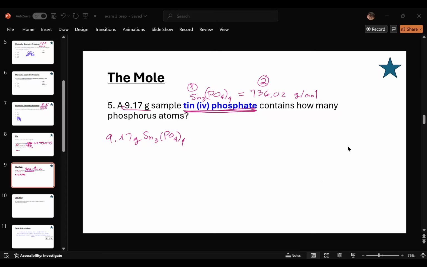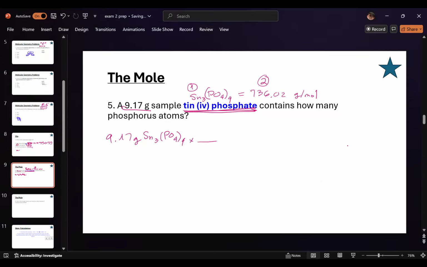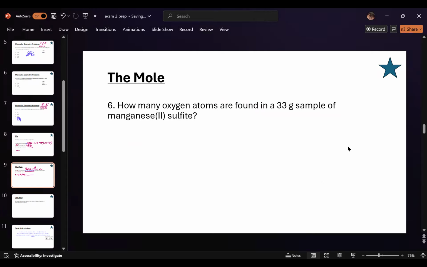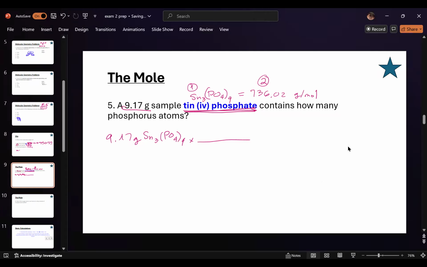Alrighty. So start with your given. Make sure that you are writing the units that you are going to be using because you want to keep track of them. We're going to be going from grams to moles to formula units, to a phosphorus atom. So how do you do that?